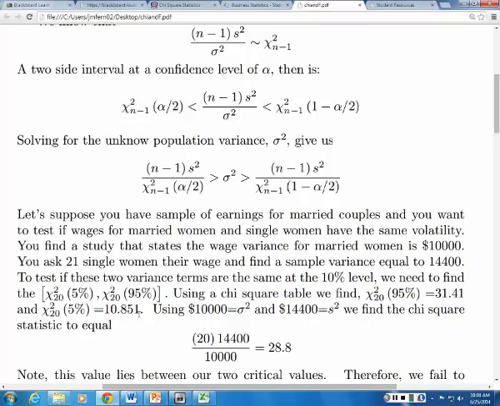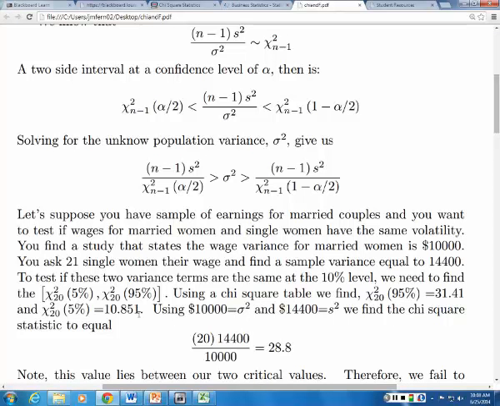Our null here was that sigma squared would be equal to 10,000. That was the claim. And we want to see whether or not the sample variance is going to be equal to that. Our sample variance was what we got when we asked the 21 single women what their wages were, and we took the variance, and we got 14,400. So then we want to calculate the statistic. The statistic is going to be n minus 1, so 21 minus 1 giving us 20, times our sample variance, the 14,400, and dividing through by the null, which was 10,000. We get a chi-square of 28.8.